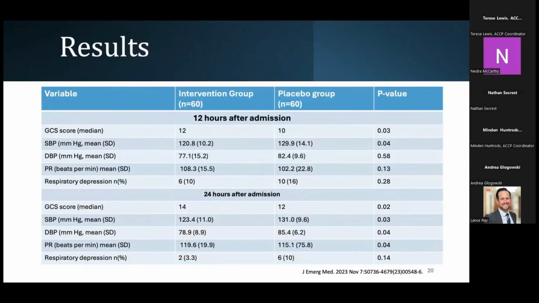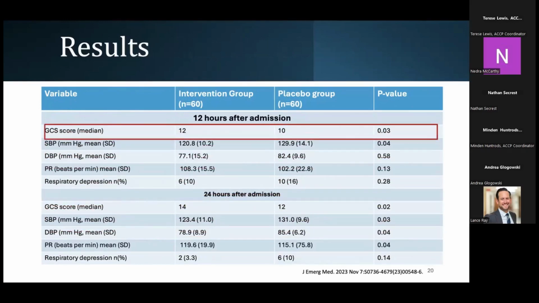And as for the results, the primary outcome was looking at the occurrence of seizure at 12 and 24 hours post-randomization. They also looked at the change in Glasgow Coma score, again at 12 and 24 hours post-randomization. So for the first occurrence, which was noted at 12 hours after admission, we can see that the patients had an improved GCS score because initially it was 10 and 9.5, and then we can see where it increased to 12 in the intervention group, and for the placebo group, there was also an increase. And this difference was statistically significant.